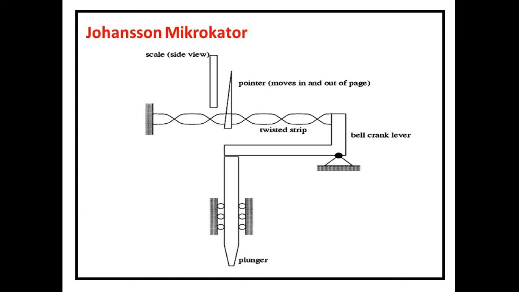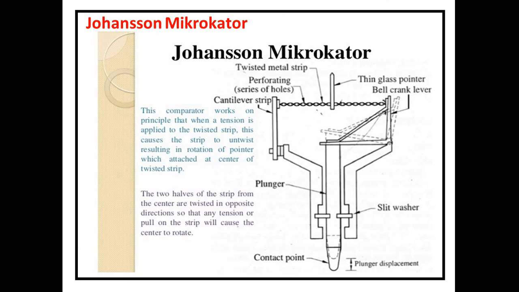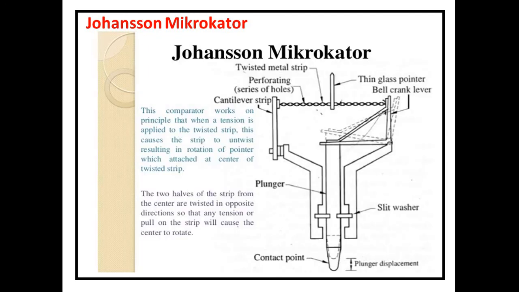You can see here, this is the width of the twisted strip, and this is the length of the twisted strip. Then N is the number of turns, so one turn, second turn, like how many turns are in the twisted strip. Accordingly we can easily find out the magnification of this Johansson microcator. Magnifications up to 5000 can be obtained by using this Johansson microcator.